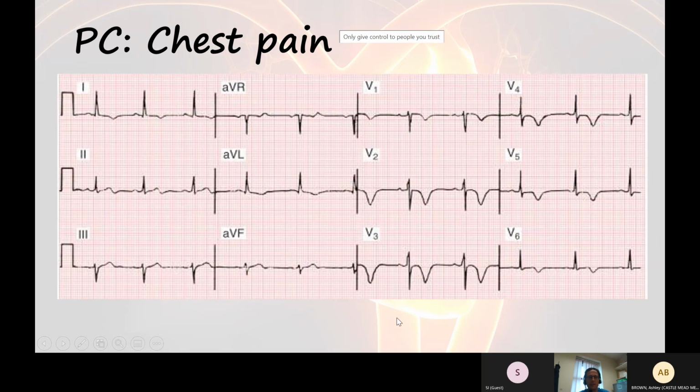Great. What about this ECG? Does anybody want to comment on what this shows?